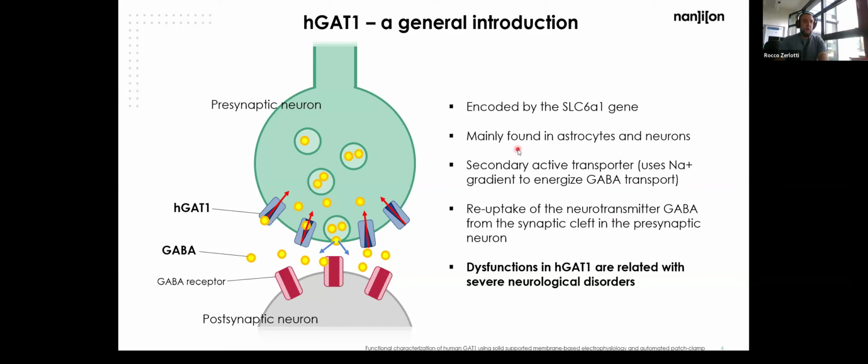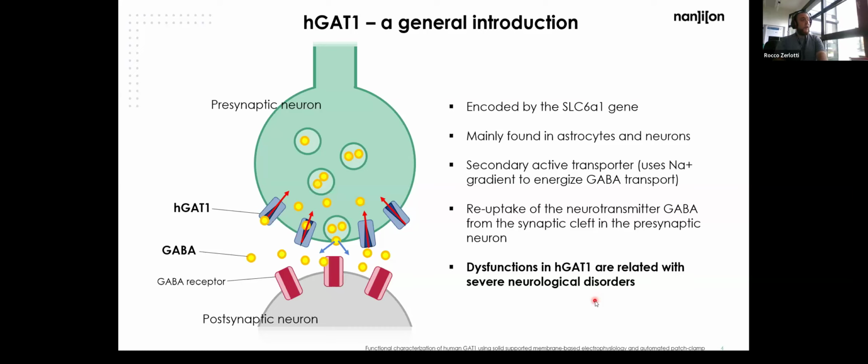It is mainly found in astrocytes and neurons in the central nervous system, and it is a secondary active transporter, meaning that in order to transport GABA back inside the presynaptic neuron, it needs to use the sodium gradient to energize this reaction. And of course, it is also a very important pharmacological target because, as you well know, dysfunction in this protein is related to severe neurological disorders.